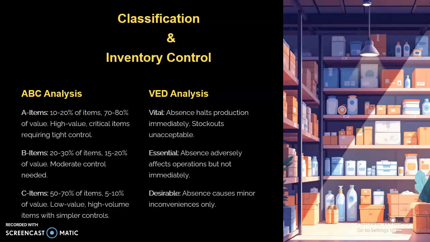Another important analysis is VED analysis. This is based on the criticality of the item. Based on the criticality of the item, we classify into vital, essential and desirable. Vital items are those items whose absence stops the production immediately. So for these items, stockouts are not acceptable. Essential items are those items whose absence adversely affects the operations but not immediately. Desirable items are those items whose absence causes only minor inconveniences.